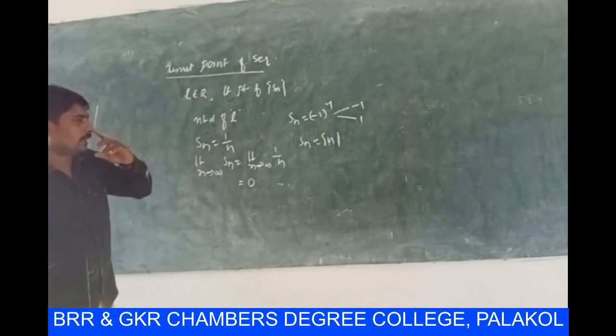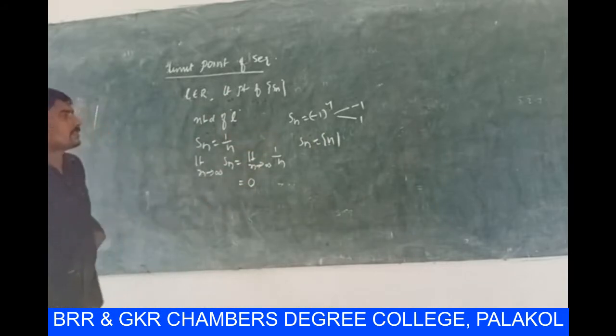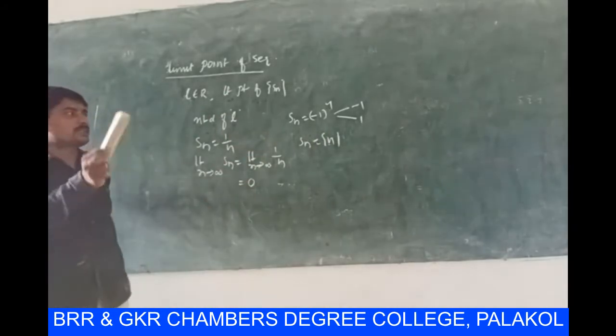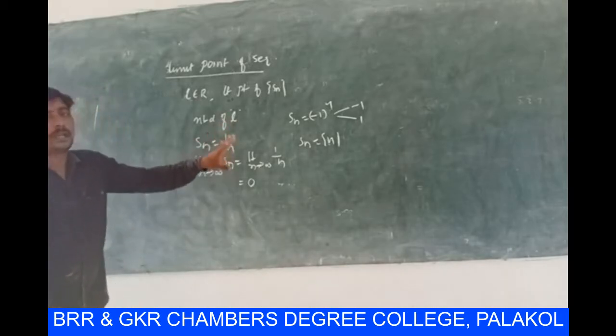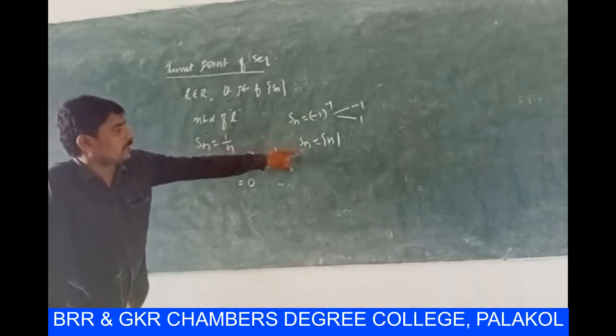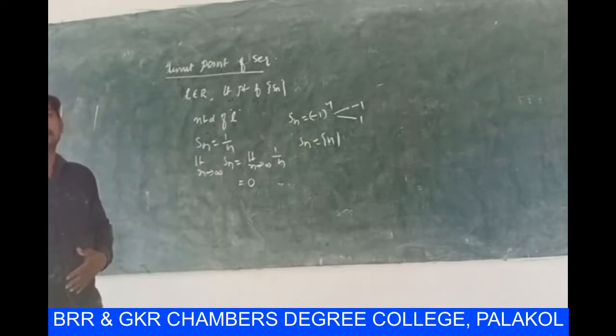So we saw three examples. Sn is equal to 1 by n has a limit point 0. The sequence Sn is equal to minus 1 whole power n is oscillating between minus 1 and plus 1. Minus 1 and plus 1 are said to be limit points of the sequence Sn. Sn is equal to n, or n square, or n cube has no limit point.